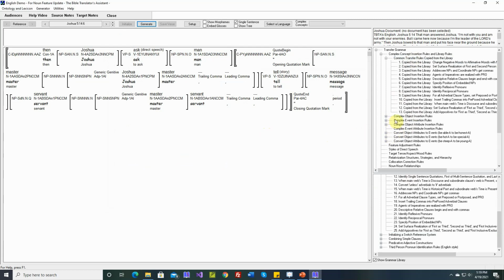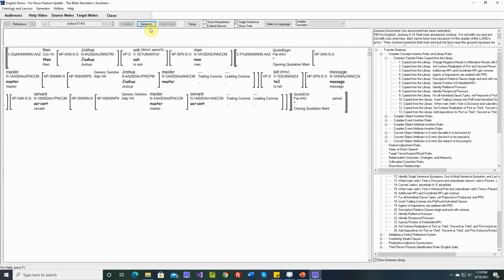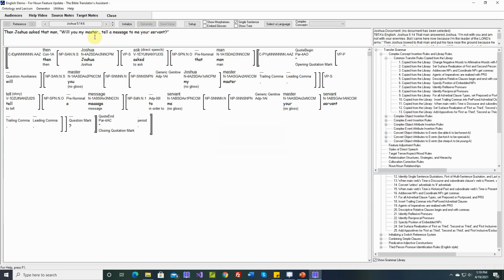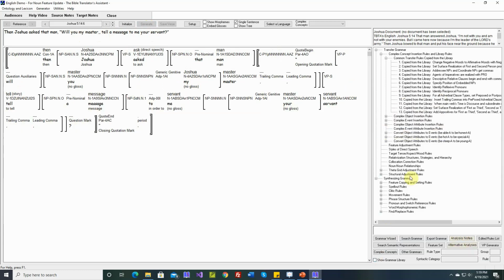And for our feature adjustment rules, we don't need to change anything for this. We'll keep them collapsed like this. And if we generate this now, will you, my master, tell a message to me, your servant? Okay. We need to update our phrase structure rule for noun phrases so that it knows what to do with the leading comma. So let's do that.